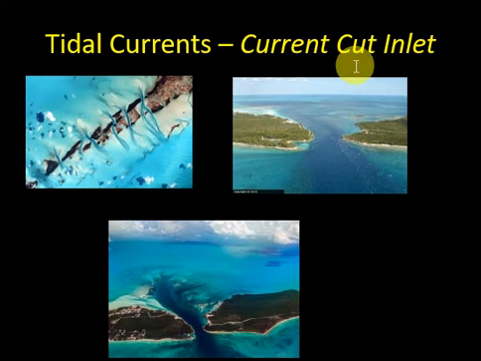In Current Cut Inlet in the Bahamas and Eleuthera, you get depths that reach up to 90 feet. Surrounding water is probably about 7 to 10 feet in terms of its max depth. They also create for some very interesting geology and in some cases, very complicated navigation.